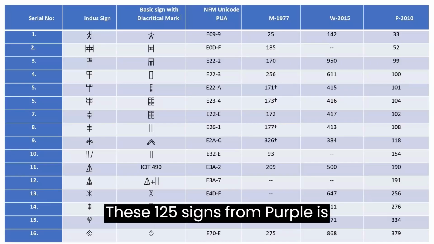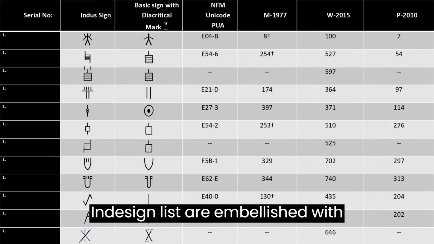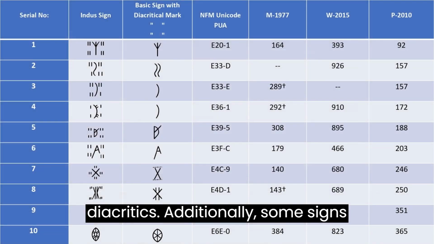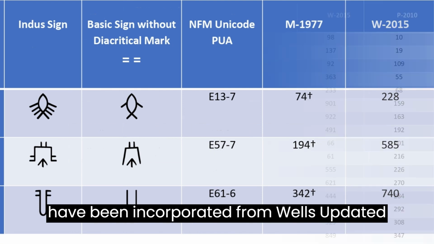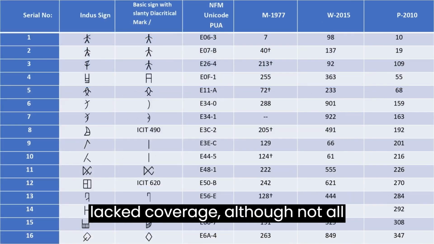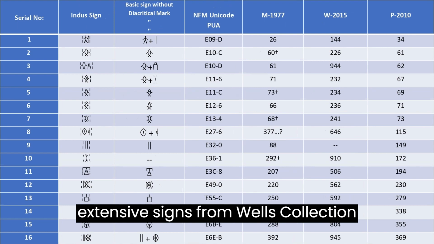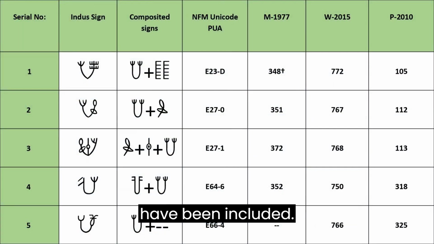These 125 signs from Parpola's Indus sign list are embellished with diacritics. Additionally, some signs have been incorporated from Wells's updated sign collection where Parpola's list lacked coverage, although not all extensive signs from Wells's collection have been included.